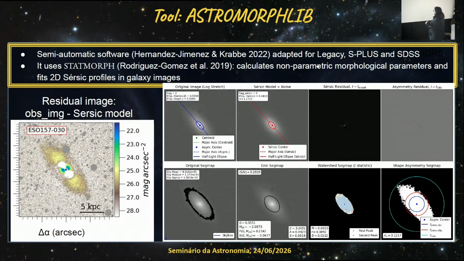And it basically calculates the non-parametric index that we want, and also has a fit on the 2D characteristic profiles. Here is, as an example, an image of an output of this code. And here is also something that it gives, which is the residual, which for us, trying to understand how asymmetric a galaxy is, is very important: the residual image between the observed one and the characteristic model. So usually this is very important for us.